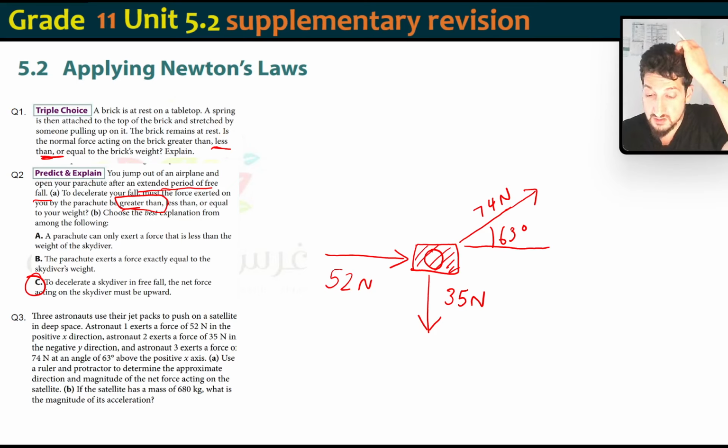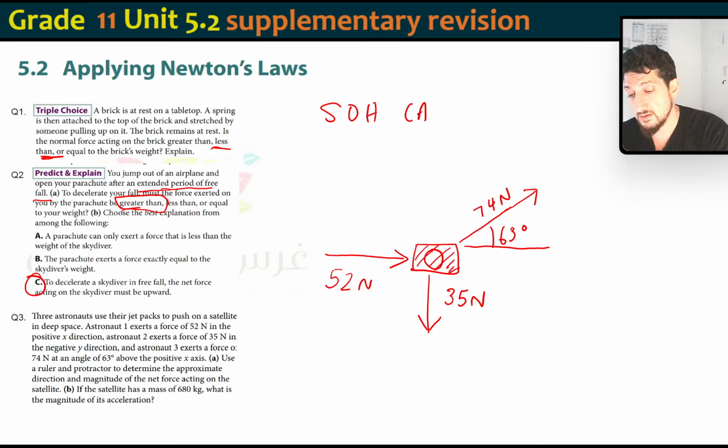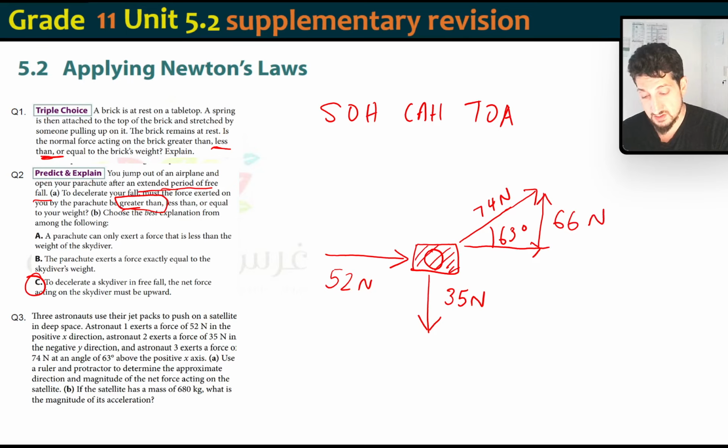Okay. So instead of using a ruler and protractor, I'm just going to do it mathematically. And how do you do it mathematically? Well, the key is trying to work out the x and y components of this, which of course we use SOHCAHTOA for. So we are trying to work out this component and this component here. To work out this component, the opposite side, we use sine 63 multiplied by 74, and that gives us 66 newtons in this direction.